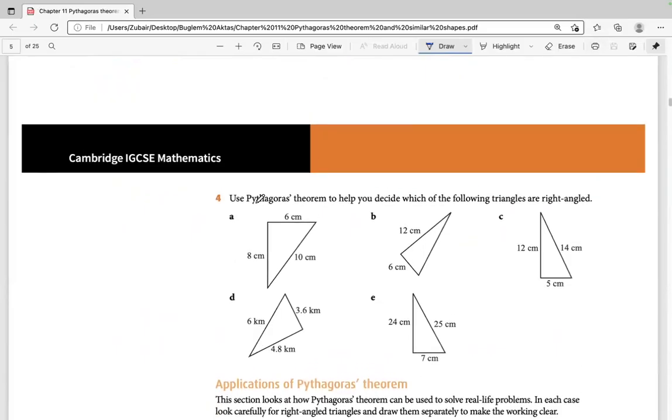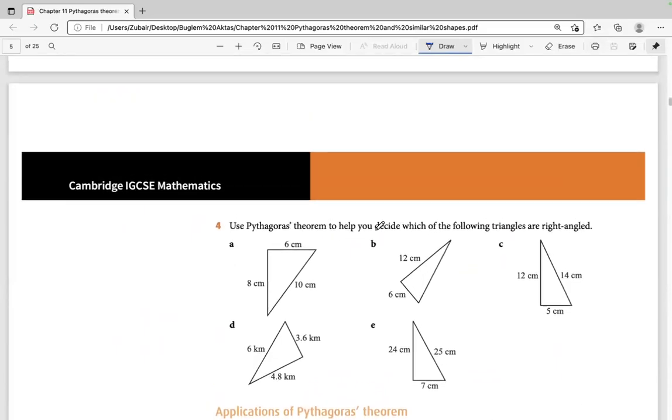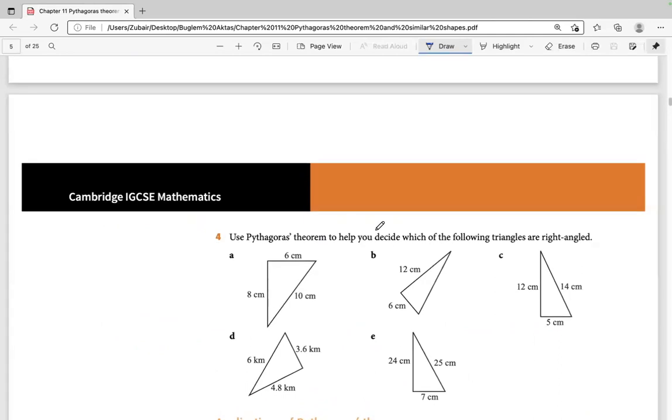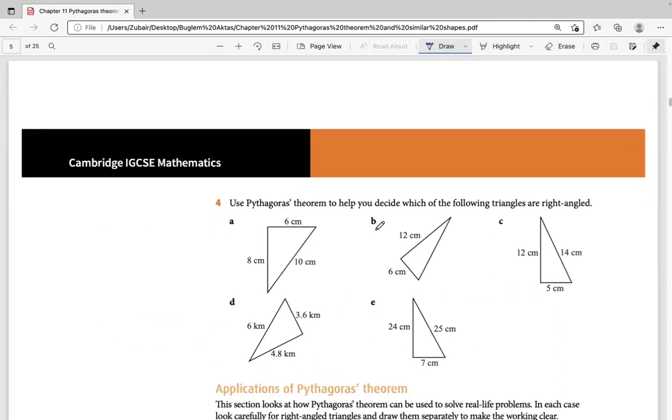Question number 4 says use Pythagoras theorem to help you decide which of the following triangles are right angled. So even if our calculator is not working, we can check without going into the square root. 10 square is 100, 8 square is 64, 6 square is 36. So 100 is equal to 100. Yes, that is a right angle triangle.